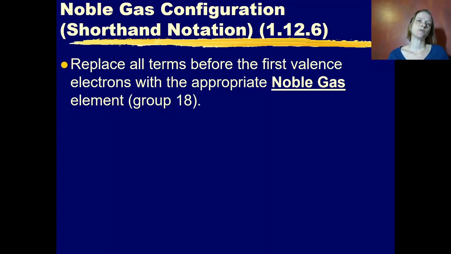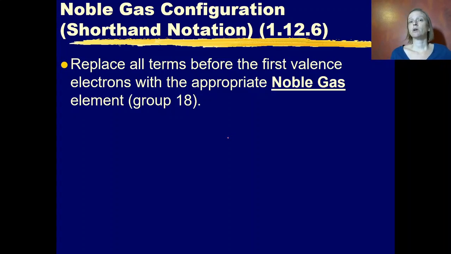How can we use this information about core electrons and valence electrons to write shorter electron configurations? I don't know about you, but when I write those big long electron configurations, they get really long and cumbersome, and I would love to have a shortcut. So we're about to learn a shortcut. This shortcut is called shorthand notation or noble gas configuration.